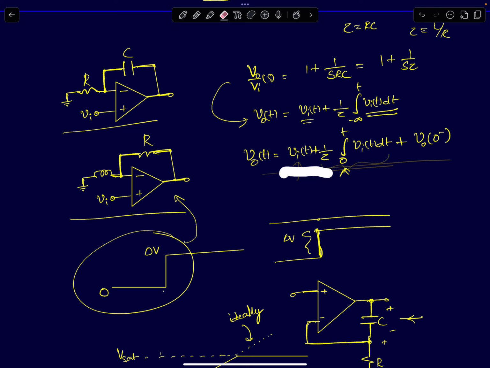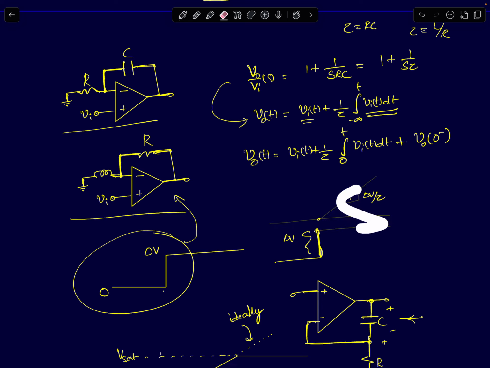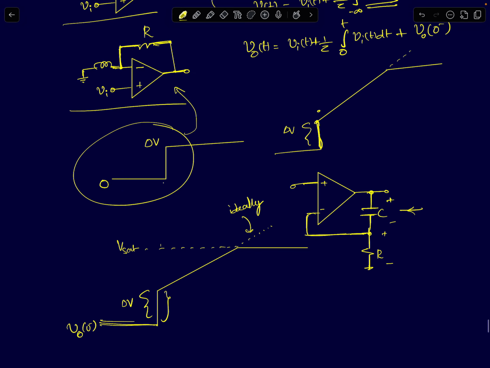So the output signal will have two components, the proportional part and the integral part. The integral part will rise linearly like this with a slope of delta V upon tau. So if you add the two terms, the overall voltage will look like this. It will jump to delta V and then keep rising. For an ideal integrator, this should have blown up to infinity. For a practical integrator with a saturation limit, this will saturate to plus Vsat, which is what I've shown here.